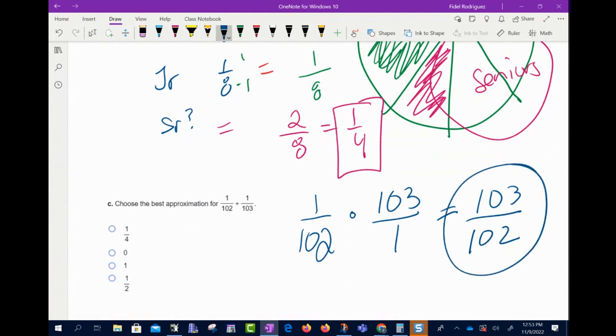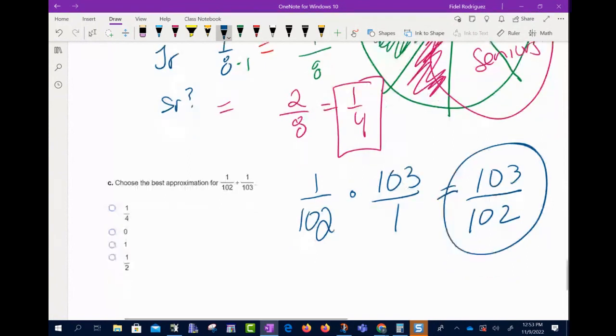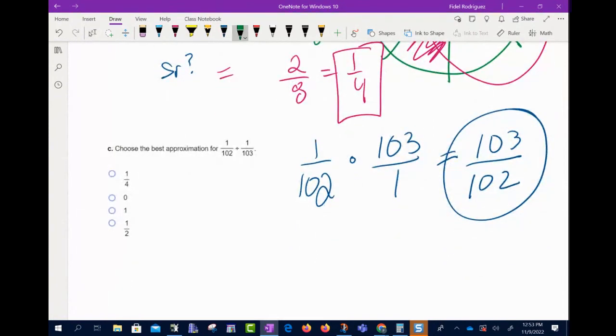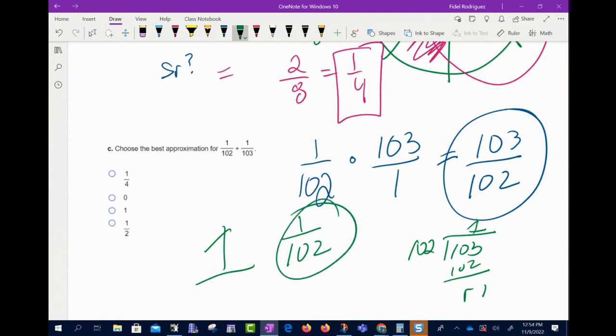The way I would think about this problem, if you were showing this to your students, you'd say, how would I go about converting this to a mixed number? We would say we're going to take 102 and divide it into 103. How many times is it going to go in there? It's going to go in there once. And how many am I left with? I'm left with 1 out of 102. Now I would look at this and ask, is this 1 over 102 closer to 1 or closer to 2? And I would say that number is really closer to 1.